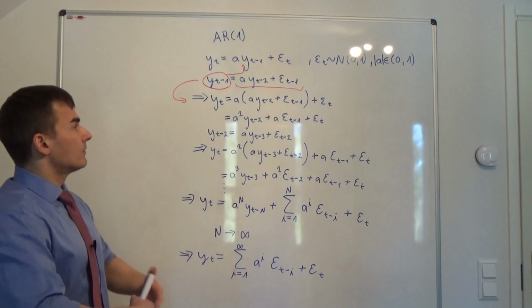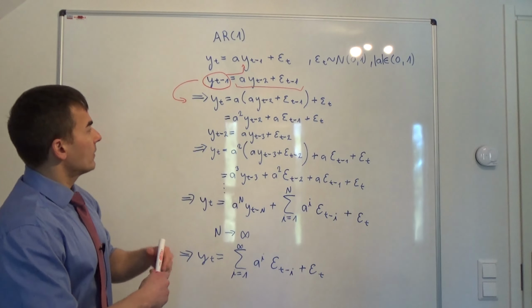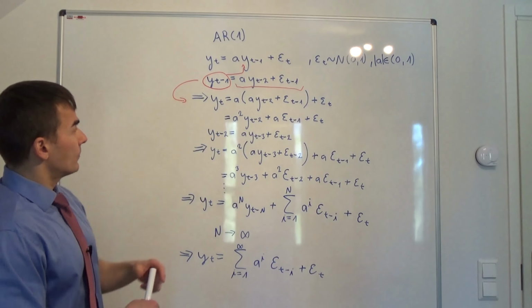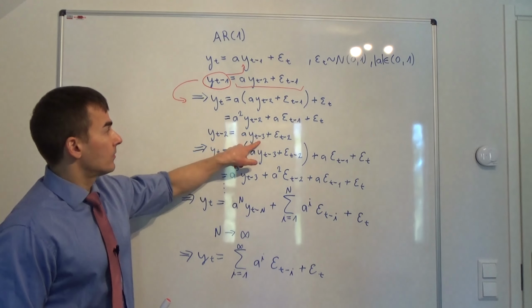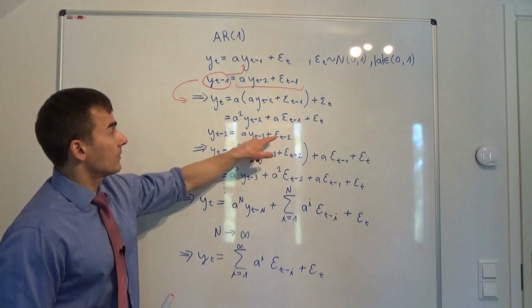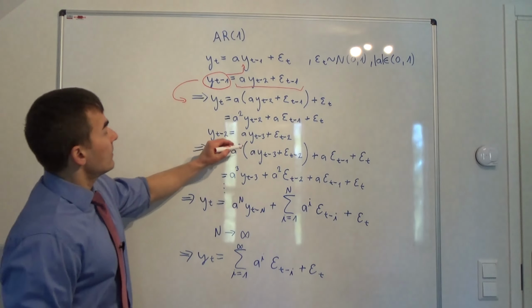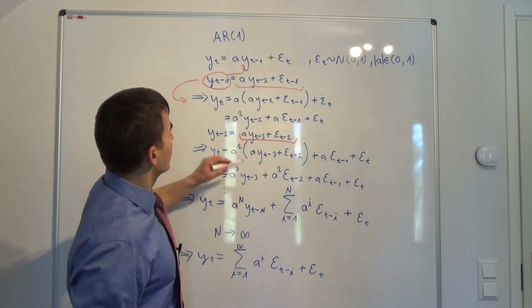Now we can iteratively proceed here. We can ask the question, what is y at time t minus 2? It's a times yt minus 3 plus the innovation process epsilon at time t minus 2. Again, we can plug in what is here on the right hand side. We can plug it in here and we do the same all over again.